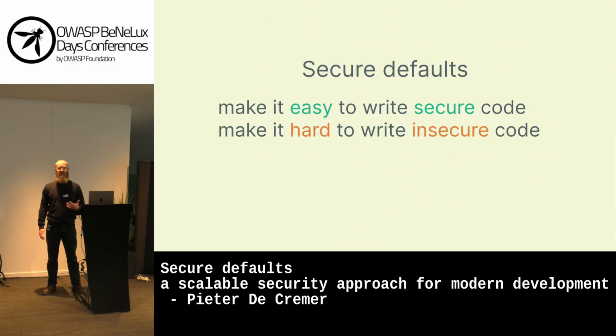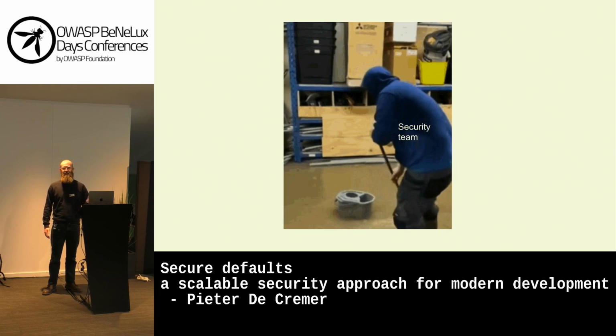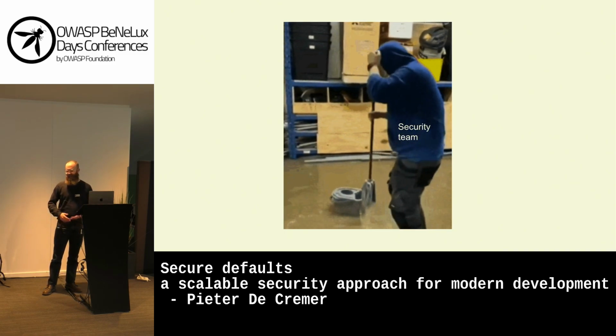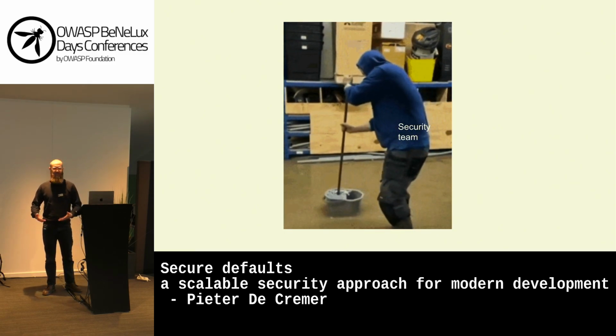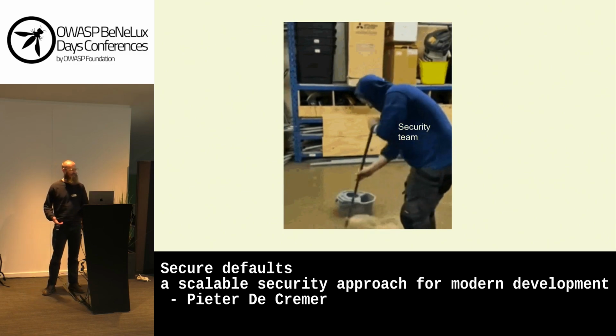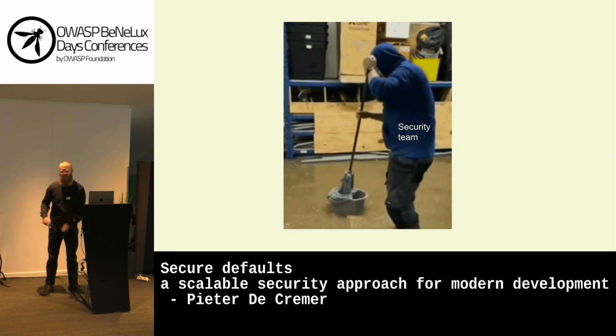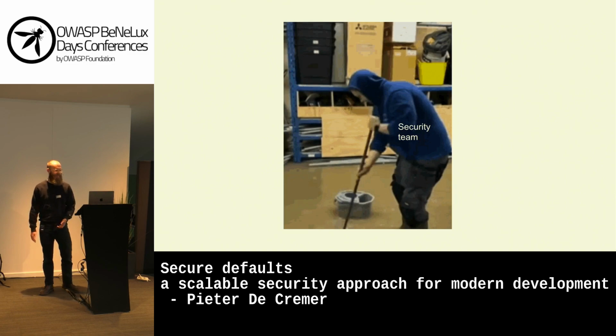At its core, secure defaults means making it easy to write secure code and hard to write insecure code. And that's conceptually very simple, but that is not what the security team has been doing historically. This is kind of what the security team is doing. If you consider water and the wetness as security bugs, the security team is the one mopping up the floor, cleaning up the water.